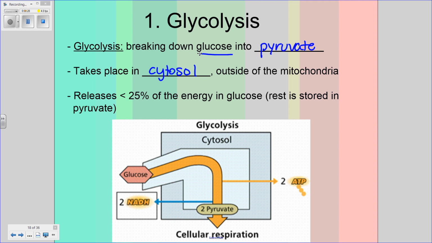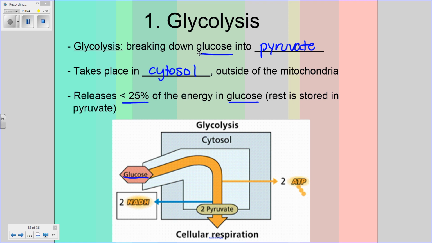Now, we're going to be able to get about 25%, a little less, of the energy that's stored in glucose out. The rest of it, though, is going to be stored in that pyruvate. So we're only getting a little bit of the energy out at this point. Let's walk through this diagram and take a look.